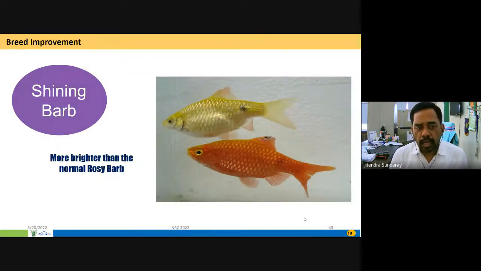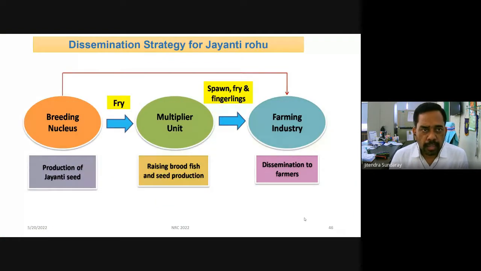And this is again, we have developed a natural selection process, which is a different coloration. And this is different from the normal strategy actually. What has happened? We breed the seed here, give it to the multiplier. The multiplier gives spawn back to the farming practitioner, right? So they go for culturing.